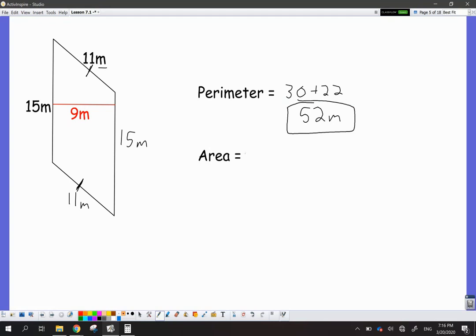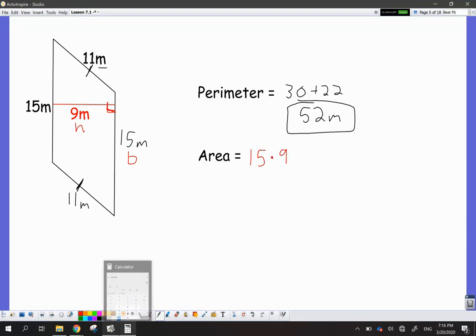Now for area, we need our base, we need our height. So here, what's our base? Well, if I see my line here, I know that this is going to be perpendicular. So that means that here is my base and here is my height. So for area, base times height.